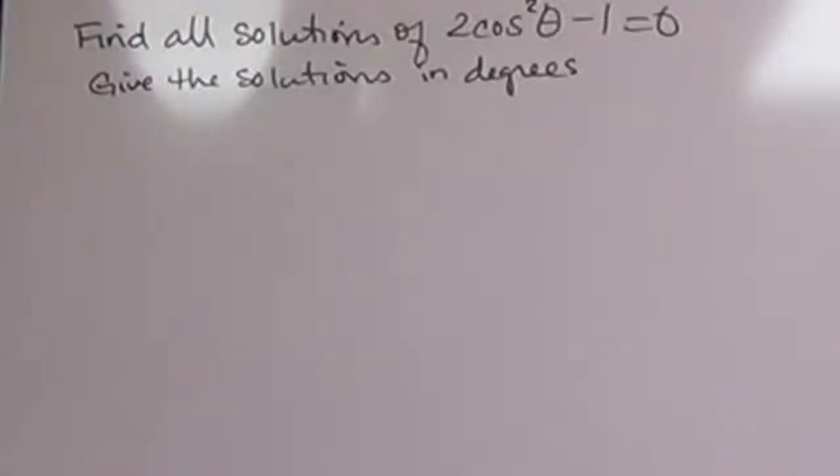In this next example, we're going to look at the solutions of 2 times cosine squared of theta minus 1 equaling 0. So here the idea is the same. The main difference is we are now looking at powers of our trig functions. Okay, so to solve, we're still going to do the same thing. The first thing we want to do is isolate the trig function.